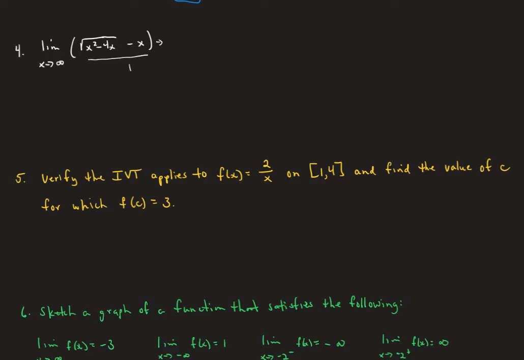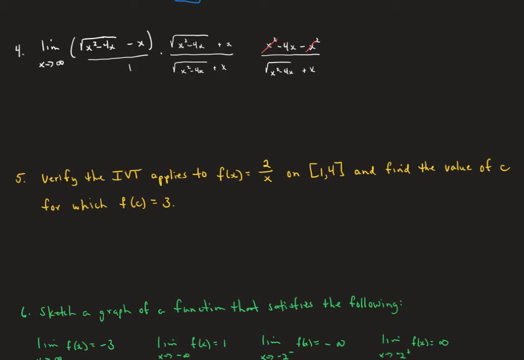So I'm going to get rid of that arrow. We're going to multiply top and bottom by the square root of x squared minus 4x plus x. And let's see what that does for us. In the numerator, we're going to get the difference of two squares. Squaring the first term is going to get rid of the radical, and squaring the second term is going to make that a minus x squared, and the denominator is just going to stay what we put in there. Now we can see that the x squareds will kill each other off.